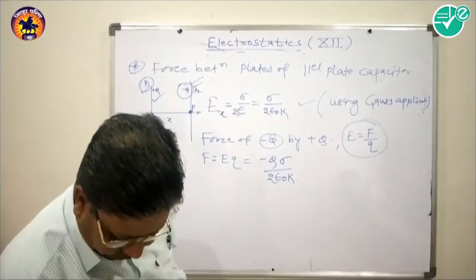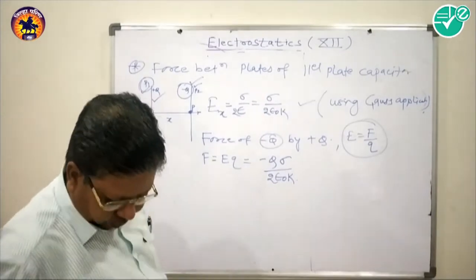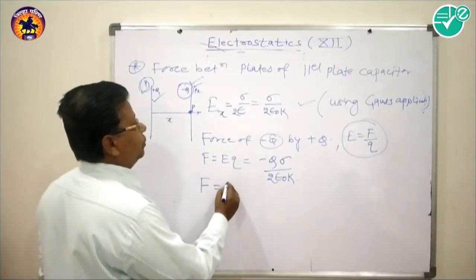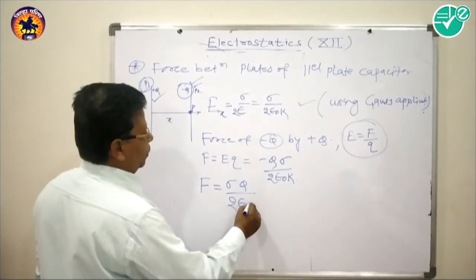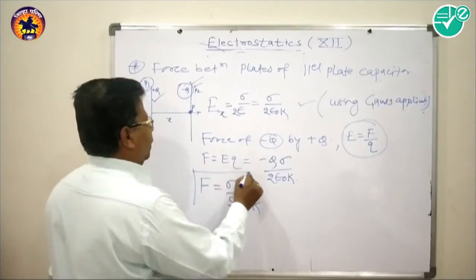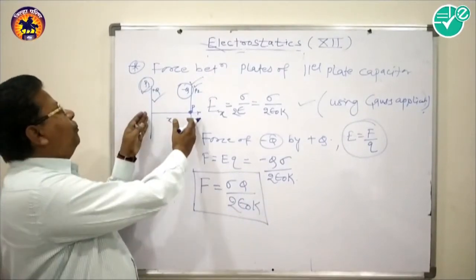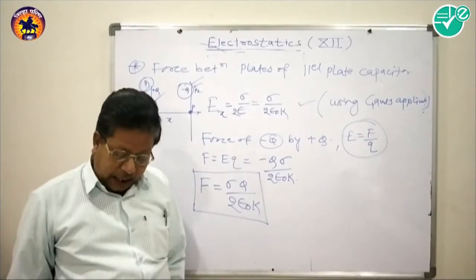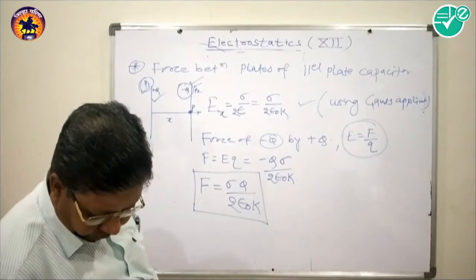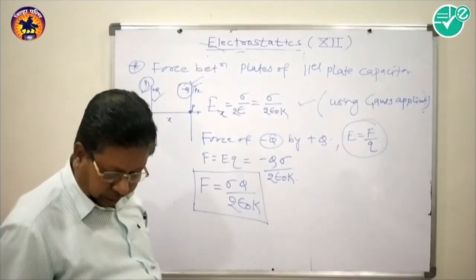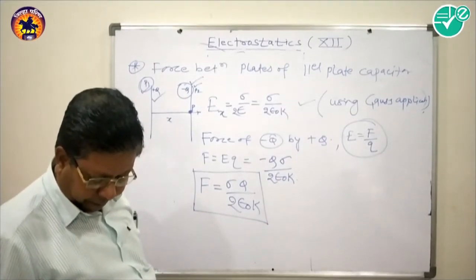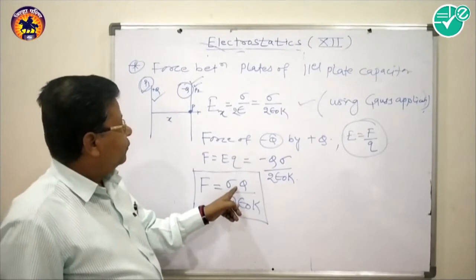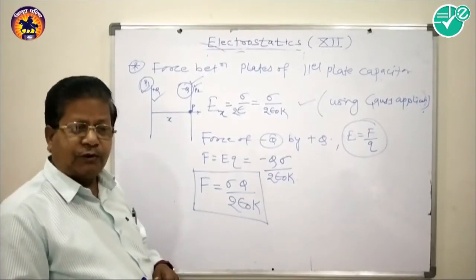So this is the expression for force between two plates, which is given by the formula whose magnitude is F is equal to sigma into Q divided by 2 epsilon 0 K. So force between two plates of the parallel plate capacitor is given by the formula F is equal to sigma into Q divided by 2 epsilon 0 K.